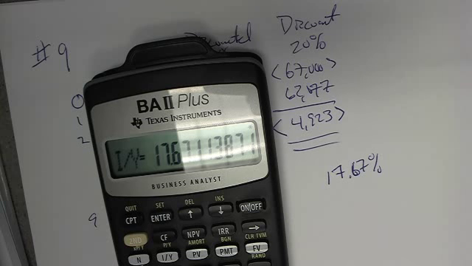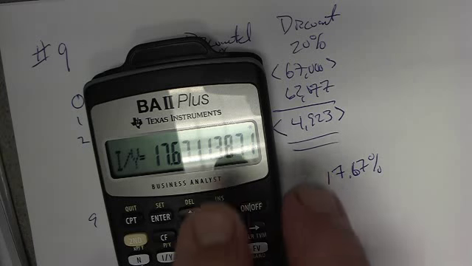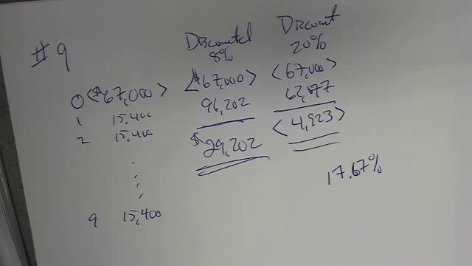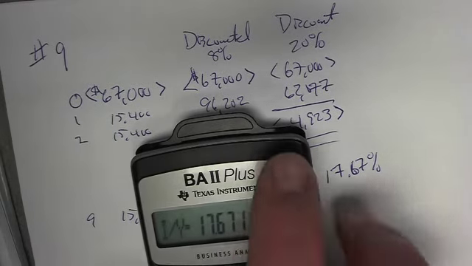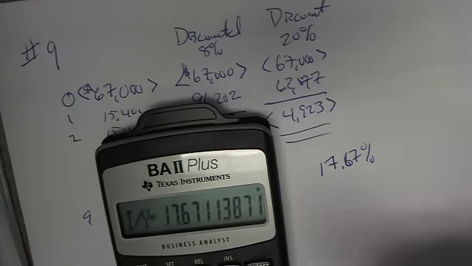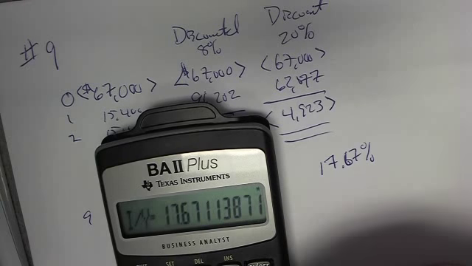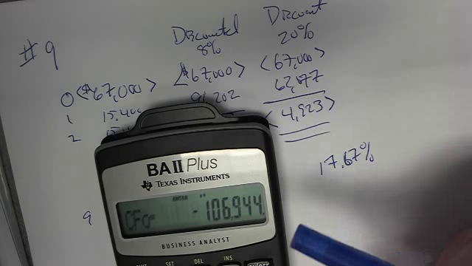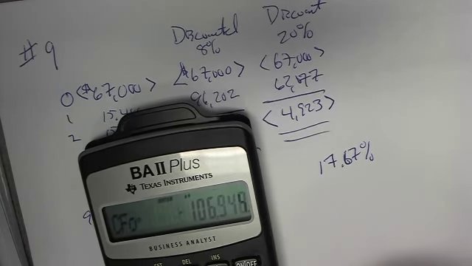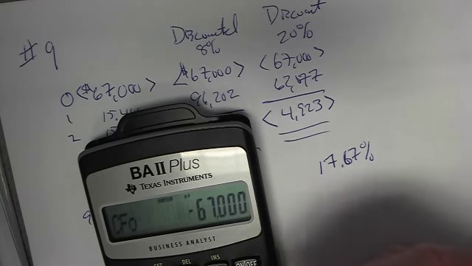Now, this only works when we have an annuity and constant cash flows. If we don't have constant cash flows, we'd have to use the internal rate of return function on your calculator. So let's try that. In this case, we're going to hit the cash flows button, and we're going to put in the $67,000 negative as our cash flow at time 0.